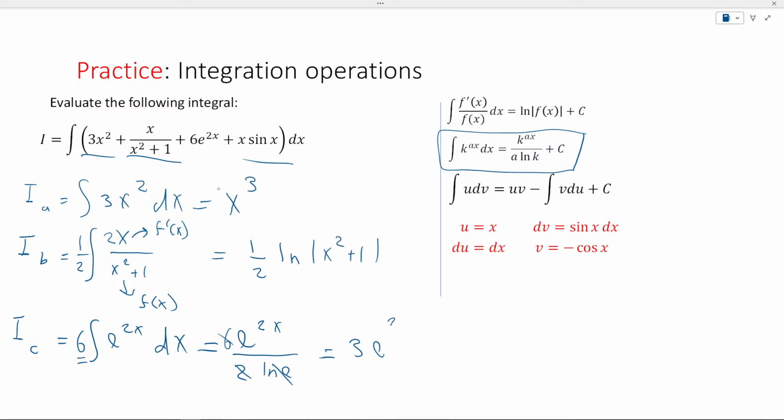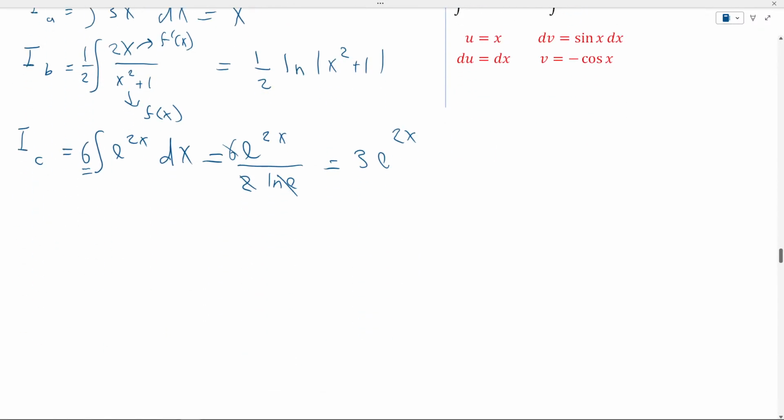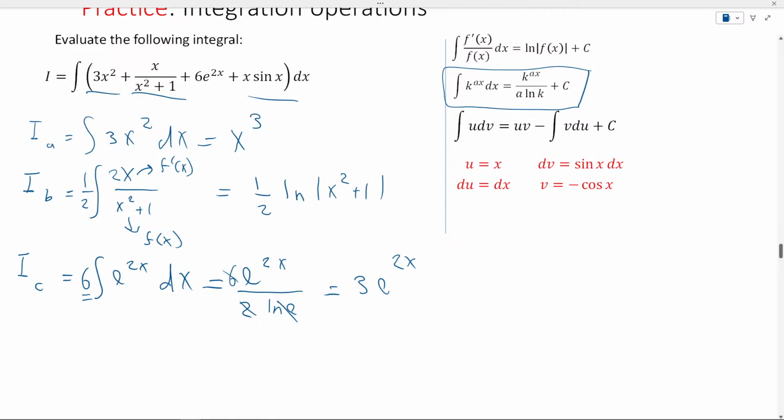So this is all easy. We did this before. Where is the new part, the integration by parts? The new part is this one. I don't have any rule for this one, and I don't know what to do with it.